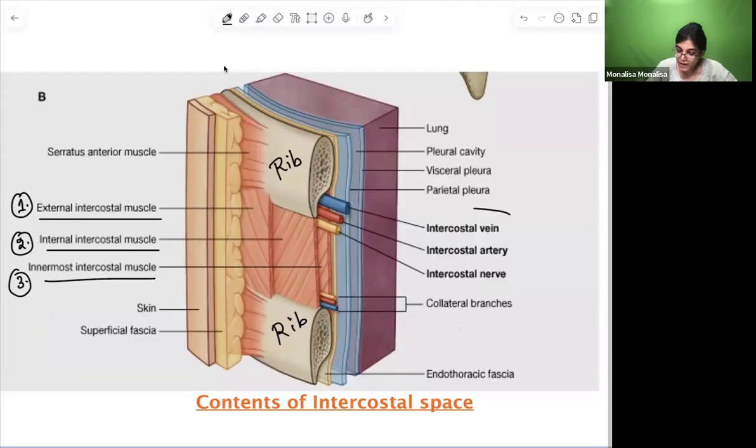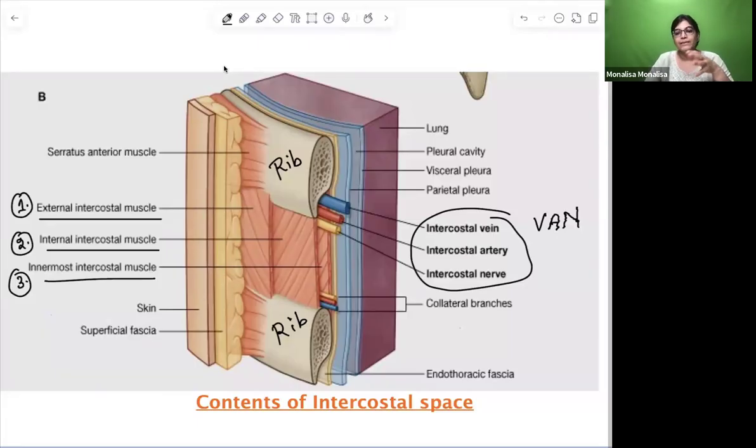And we have got the neurovascular plane. So basically we have got VAN. What is this VAN? Vein, artery and nerve. We have got the intercostal vein, the intercostal artery and the intercostal nerve. Basically, the intercostal vein, artery and nerve are located and passing in between the ribs.